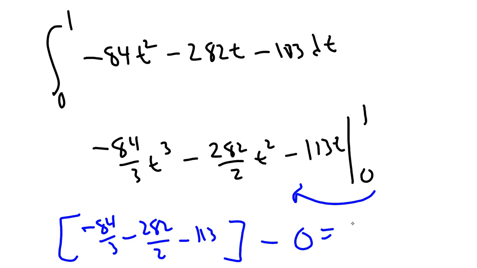So everything's said and done here. I'm getting negative 282. So this vector field did a lot of work against us as we move through it. Okay, so what's next?